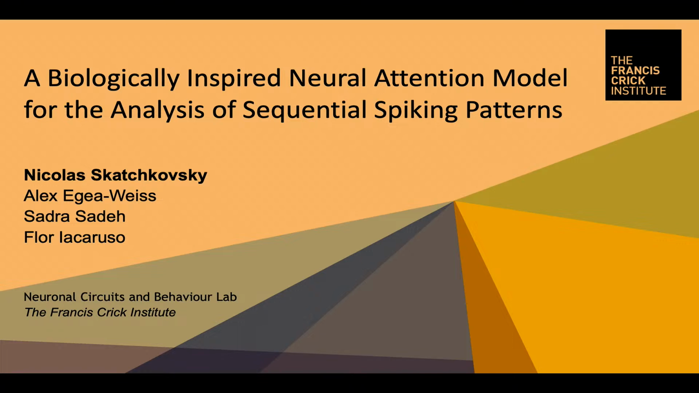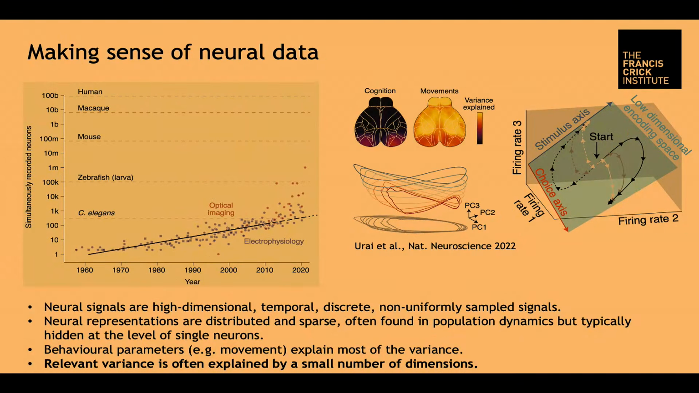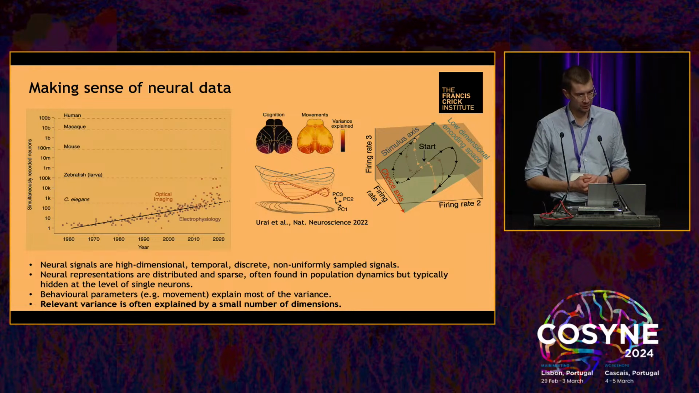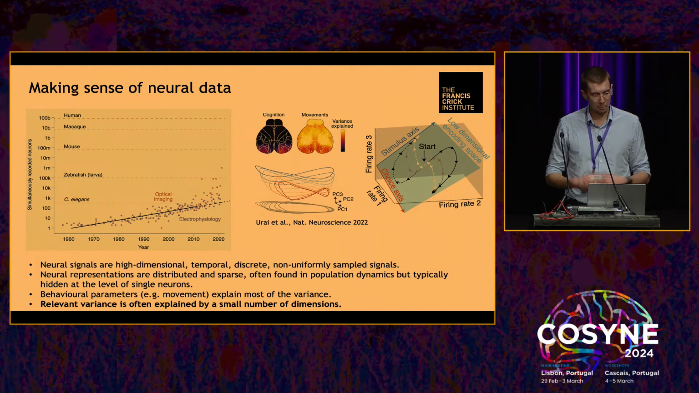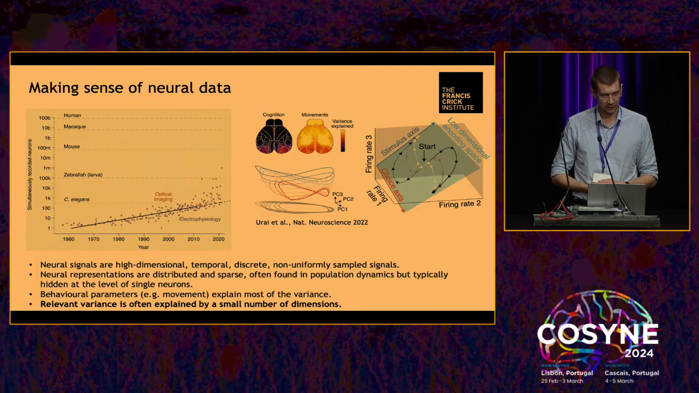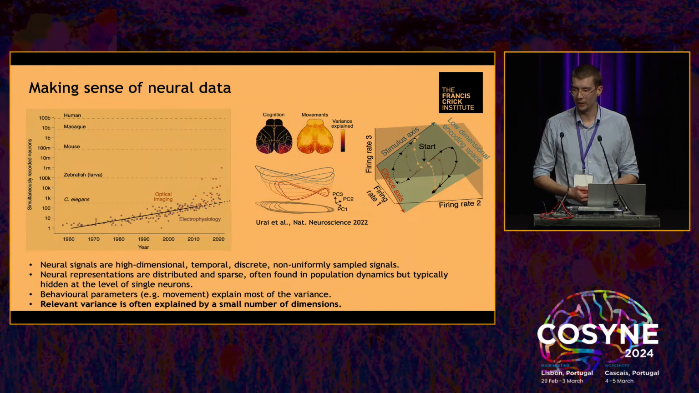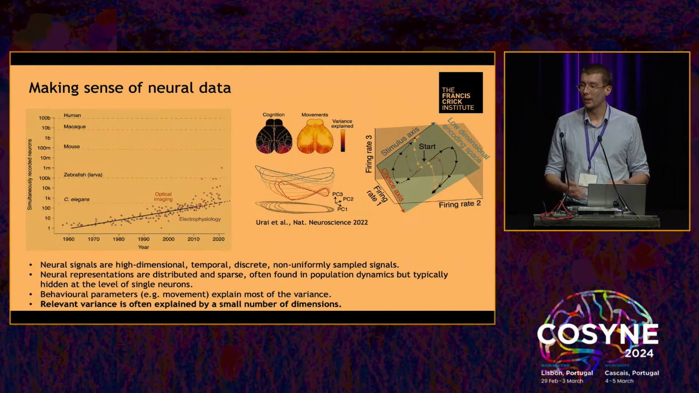So the story starts here. It might be a wild guess, but I think some of you in this room might be recording from neurons, or maybe you have some colleagues that record from neurons. And a problem with analyzing neural data is that it's really hard. Some of the reasons for that are very fundamental in the sense that neural signals are very high dimensional, they're temporal, they're discrete, and they're non-uniformly sampled signals.